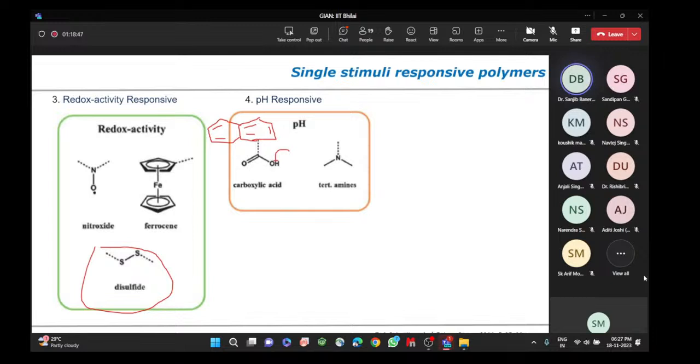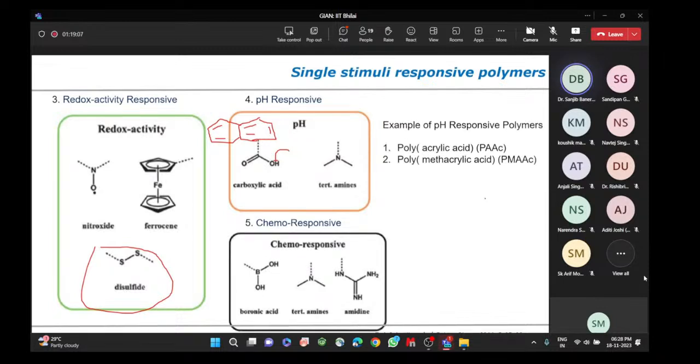Now coming to tertiary amine, it can exist in its protonated or deprotonated form. At low pH, it exists as a protonated form. It becomes NR3H plus, quaternary ammonium basically, and at higher pH, it becomes the tertiary amine form only. Based on that, you can make molecules.